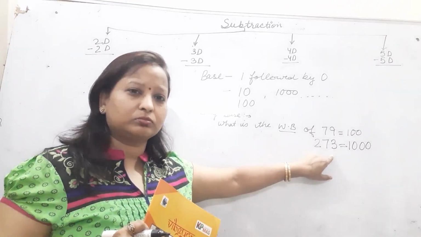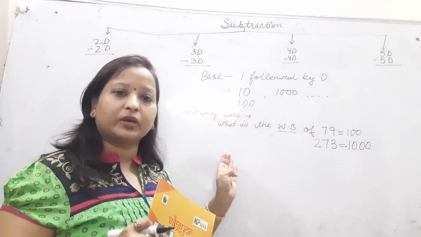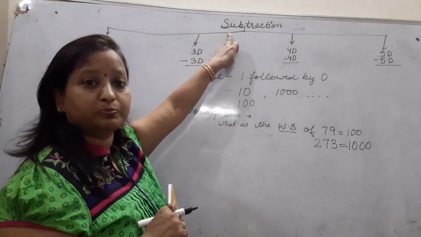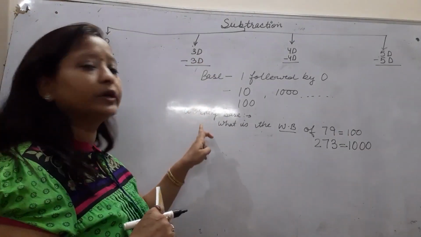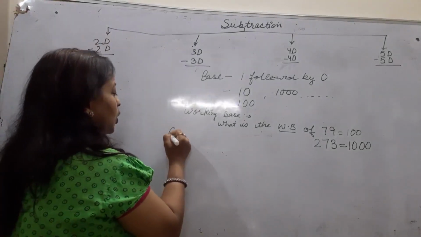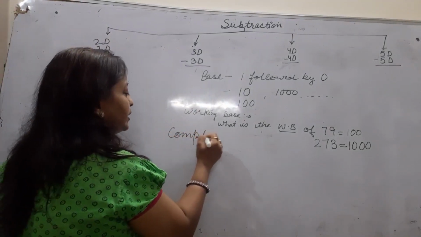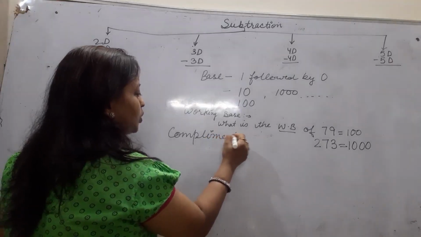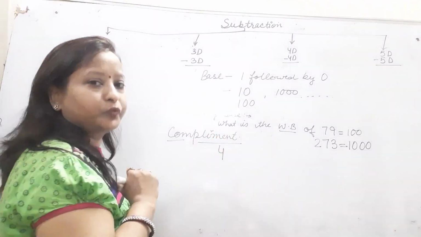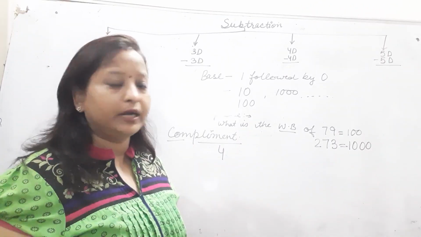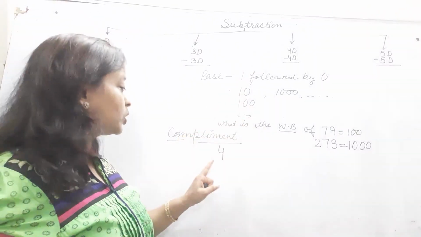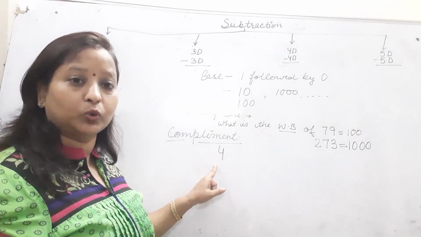Now you will think why we are learning base and working base? To find the complement. To get the concept of subtraction, it is very important to understand these basic concepts of Vedic maths. Now what do you mean by complement? Complement means, suppose I ask what is the complement of 4, means what I add in 4 to get 10. Why 10? Because 10 is the working base of 4.